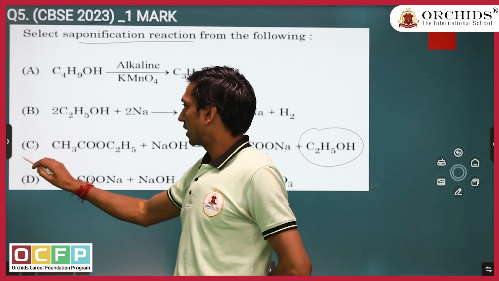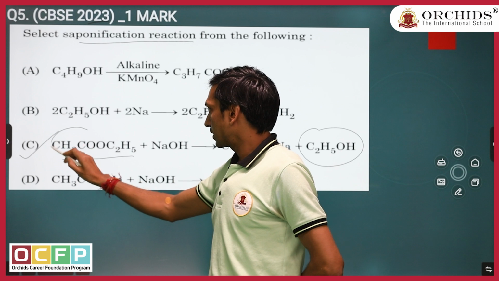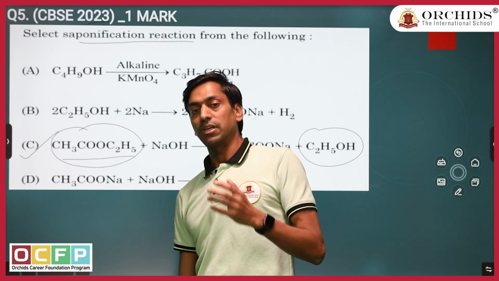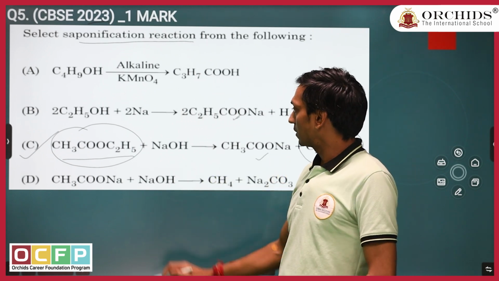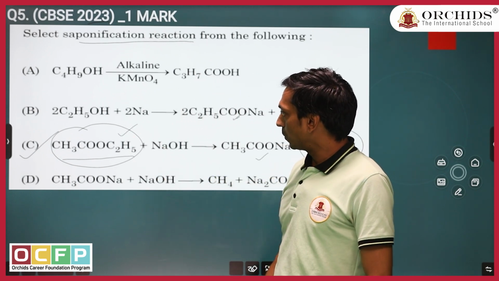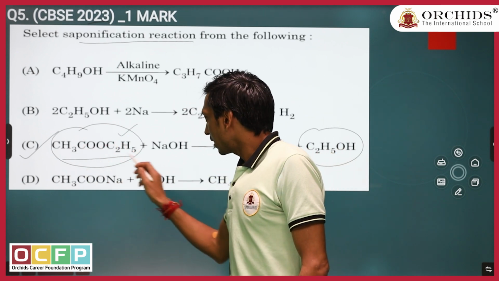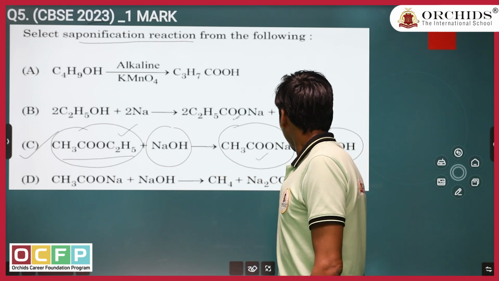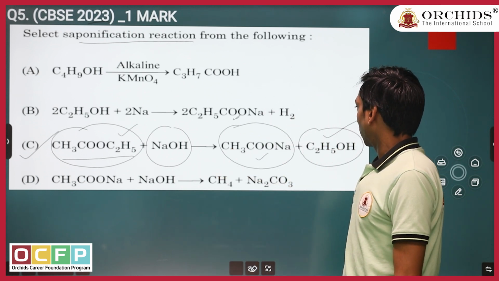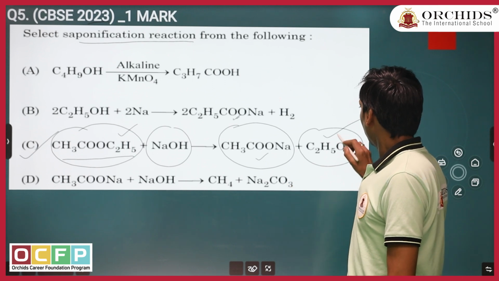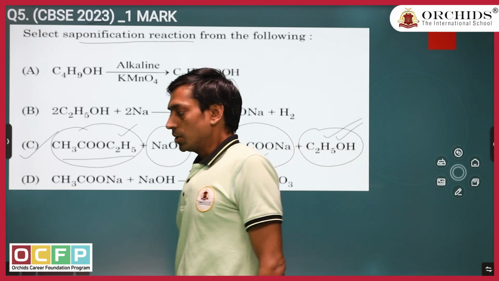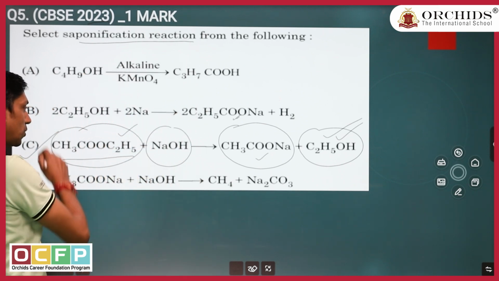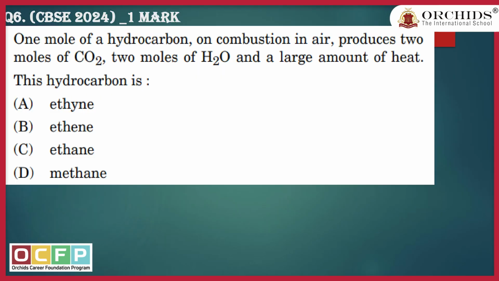So the correct option we are having is what? This is our ester. Esters are the substances which have a sweet smell. Sweet smelling substances are called esters. And the name of this compound is ethyl ethanoate. When it reacts with sodium hydroxide, it produces sodium ethanoate, or sodium acetate, and along with that it produces alcohol. So this is the saponification reaction. So option C is the correct option in this case. Next question.